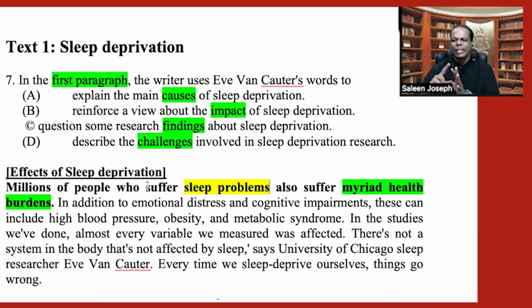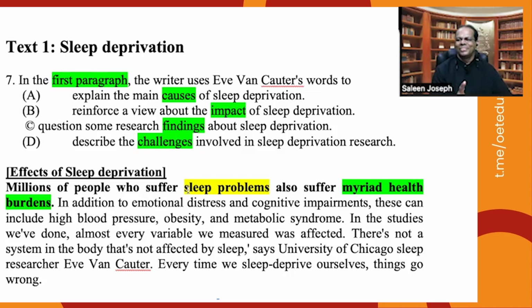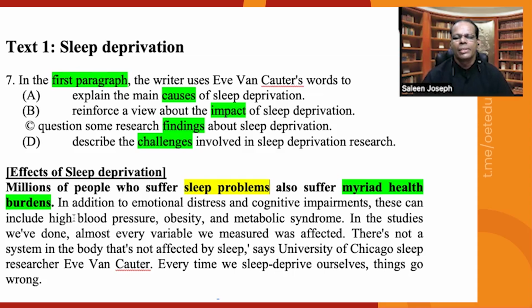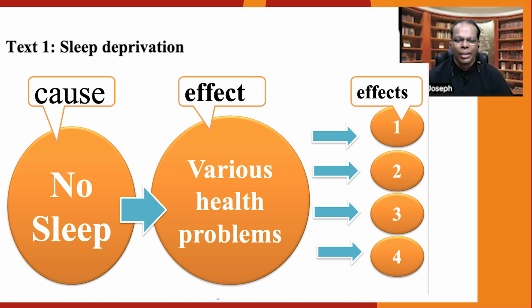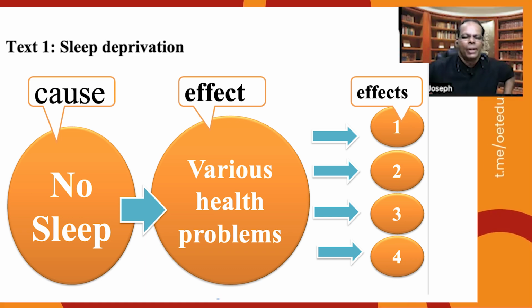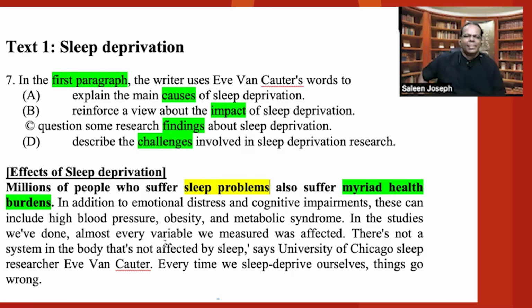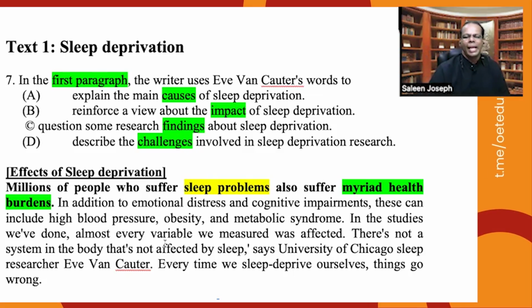Here you see millions of people, millions of nurses who do night duties, means those who have no sleep, suffer various health issues. So myriad health burdens is cause or effect? Effect. Sleep deprivation is cause or effect? Cause. So cause and effect. Now, the first sentence, the topic sentence, is speaking about the impact of sleep deprivation. Not only the first sentence, the whole paragraph speaks about the impact.